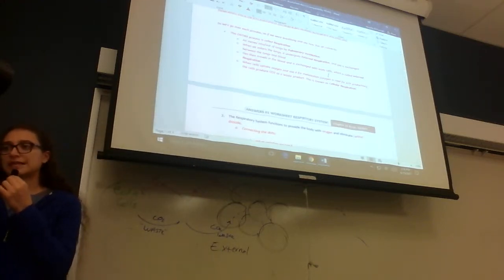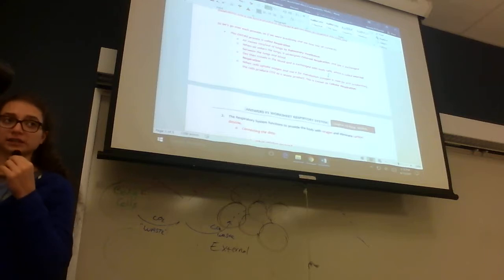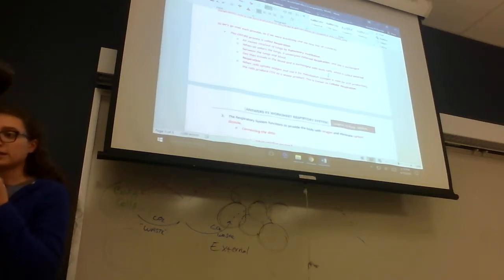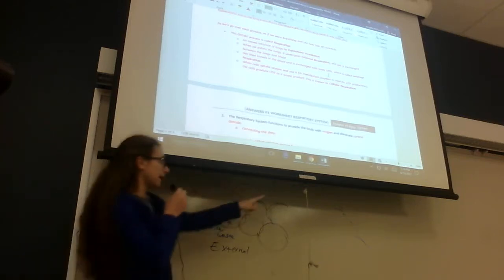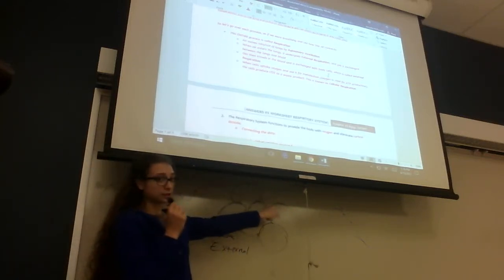Air moves in and out of the lungs by pulmonary ventilation. So we're going to breathe. And then when air enters the lungs, it undergoes external respiration. So air comes into the lungs. Usually it's oxygen.